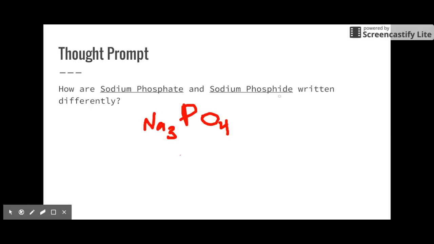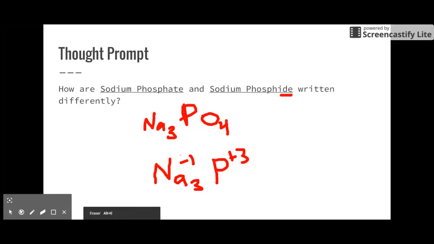Now what's sodium phosphide? Well, ide is normal. That's what we're normally used to. Phosphate and phosphide are different. Phosphide is just the element from the periodic table. So sodium phosphide would be Na3P, because the charge of P is a -3, and the charge of sodium is a +1. Okay? So that's the difference between the two.